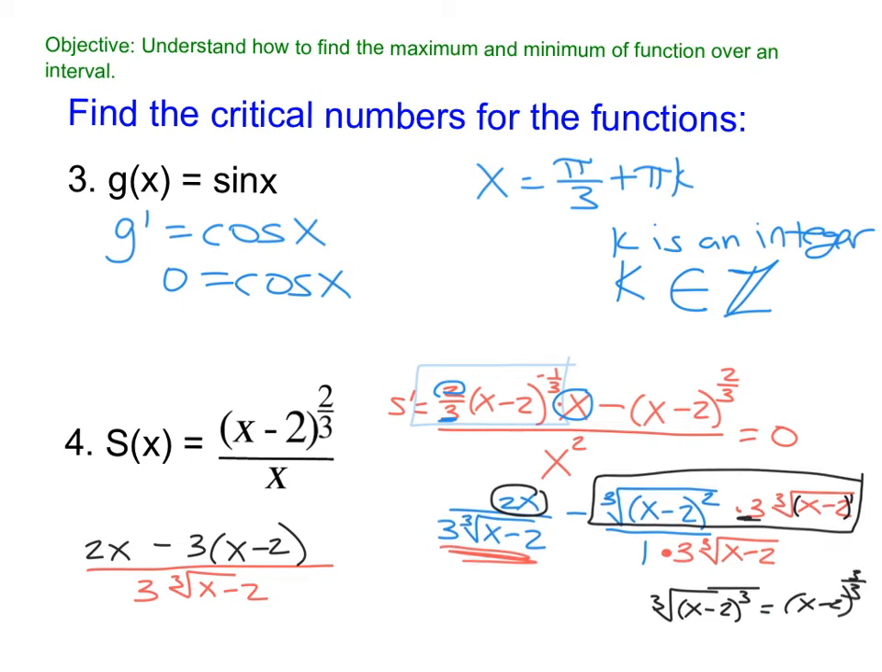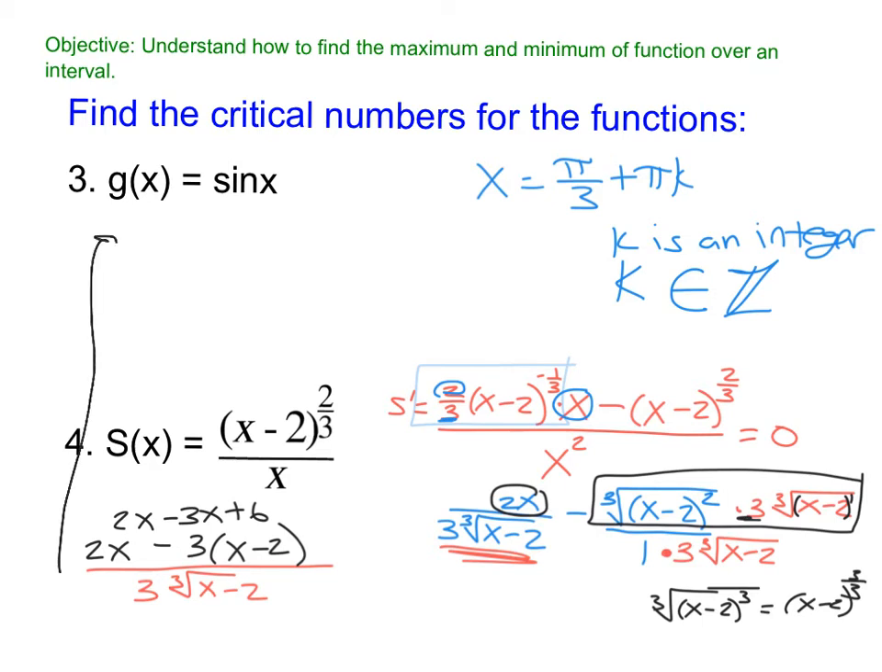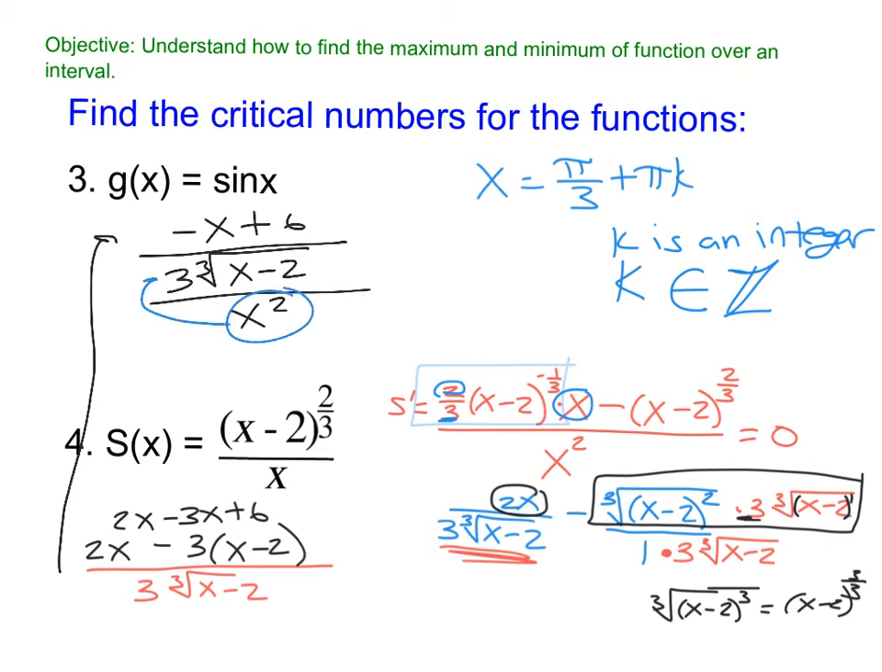So now I'm going to simplify. So I get 2x minus 3x plus 6. I'm running out of space. I'm going to go back up to the top and erase. All right, we don't need to do cosine. So let's go up top. So we have negative x plus 6 over 3 times the cubed root of x minus 2. And then that whole thing is over x squared. So remember that x squared, we just move it into the denominator.